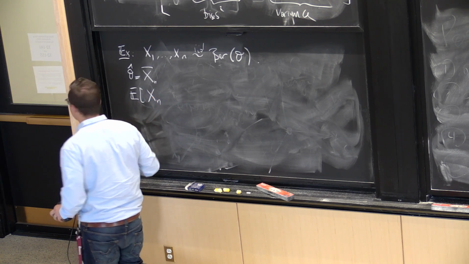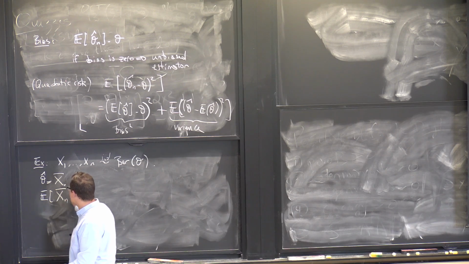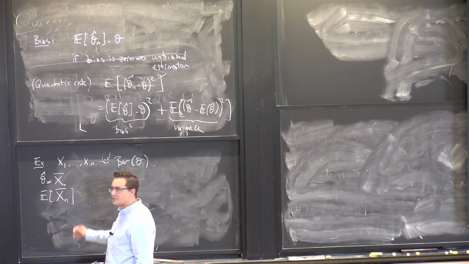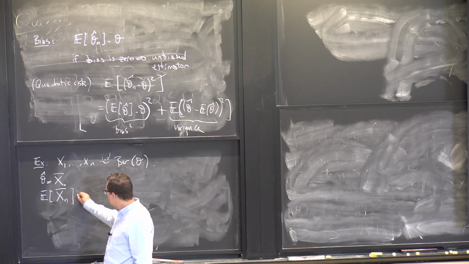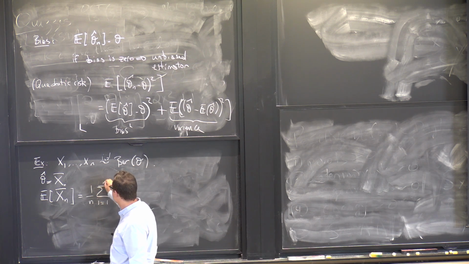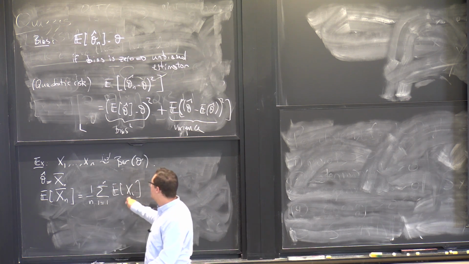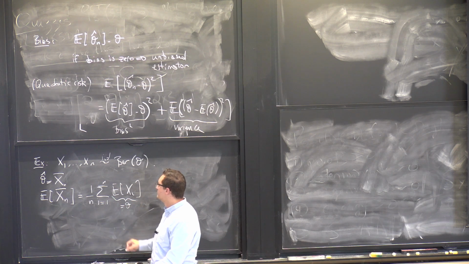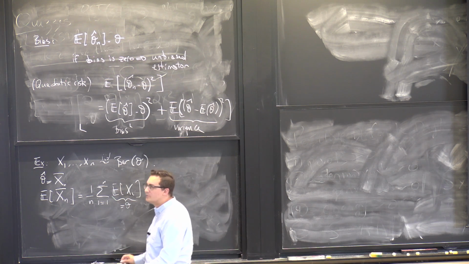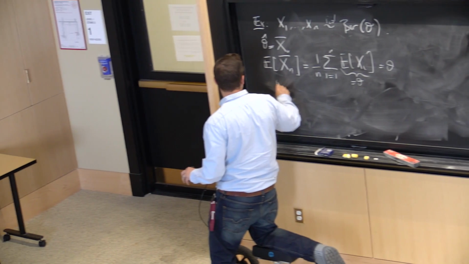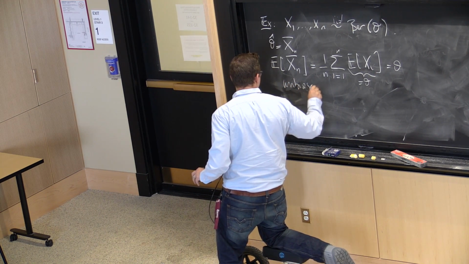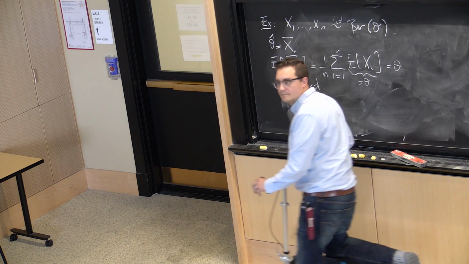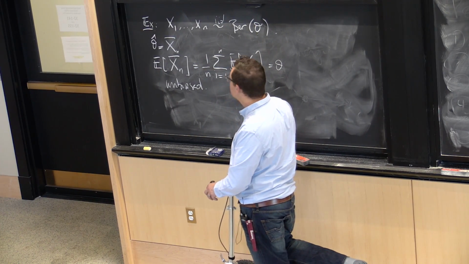Well, to know the bias, I just have to remove theta from the expectation. What is the expectation of xn bar? Well, by linearity of the expectation, it's just the average of the expectations. But since all my xi's are Bernoulli with the same theta, then each of these is actually equal to theta. So this thing is actually theta, which means that this is unbiased, right? OK? Now, what is the variance of this guy?